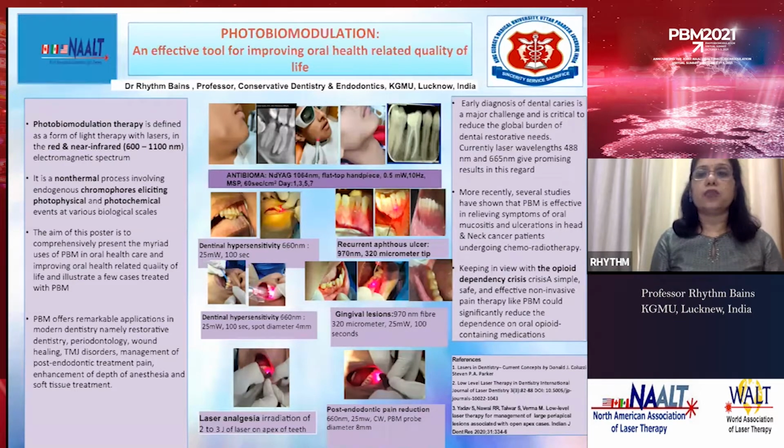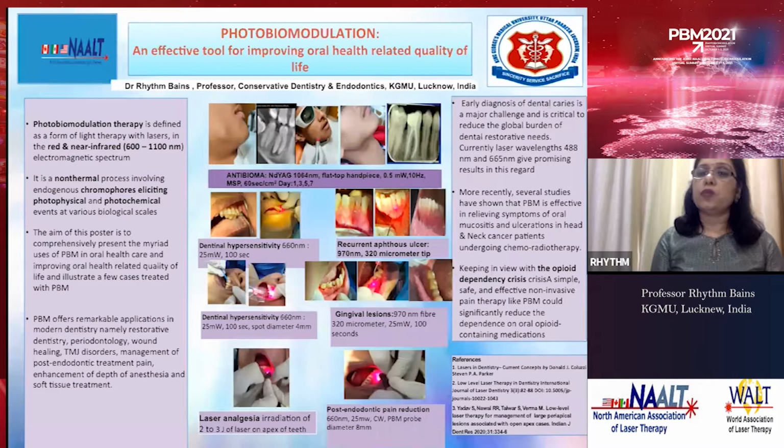Early diagnosis of dental caries is a major challenge and is critical to reduce the global burden of dental restorative needs. Currently, laser wavelengths of 488 nanometers and 665 nanometers give promising results in this regard. More recently, several studies have shown that PBM is effective in relieving symptoms of oral mucositis and ulcerations in head and neck cancer patients undergoing chemo and radiotherapy.